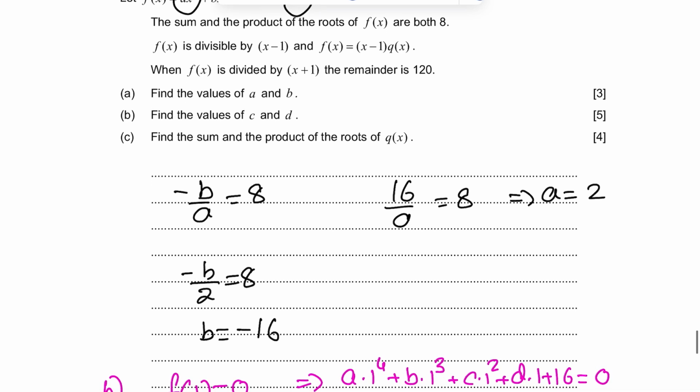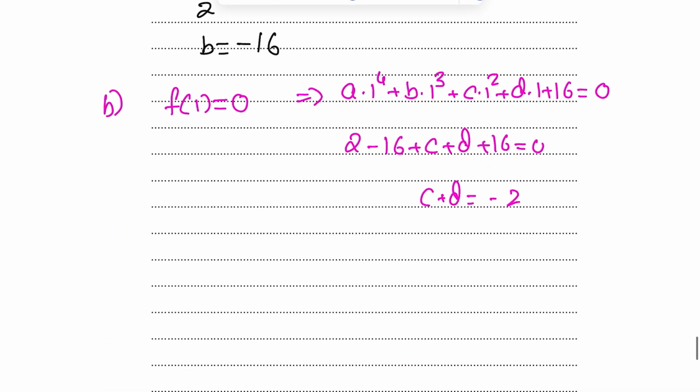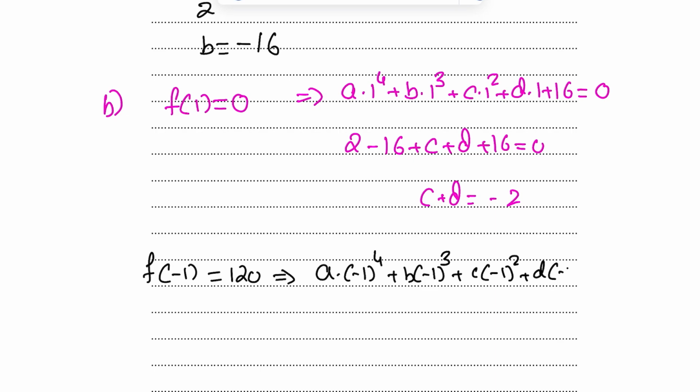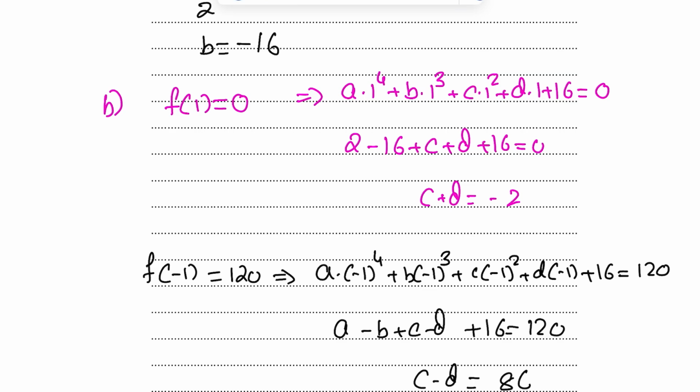Then when divided by x plus 1, the remainder is 120. So f of negative 1 equals 120. So plug in negative 1. So a times negative 1 whole to the power 4 plus b times negative 1 whole cube plus c times negative 1 whole square plus d times negative 1 plus 16 should be equal to 120. So a minus b plus c minus d plus 16 equals 120. So this gives me c minus d equals 86.